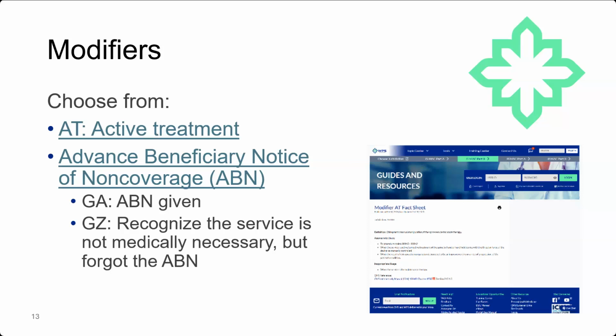If you put the GA or the GZ on there, we will consider the claim. We will consider the charges. If you put the GZ, we're probably going to assign it to contractual obligation. And if you put the GA, then we're going to be able to request the medical records. So that's what we would recommend if you have that situation that happens for you, using the appropriate modifiers.